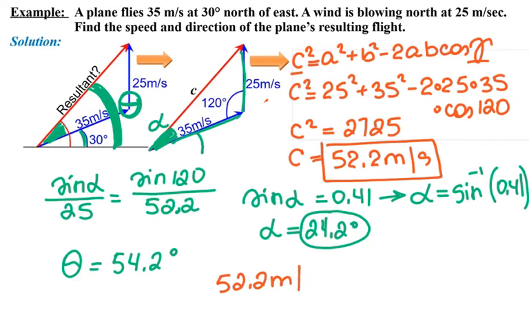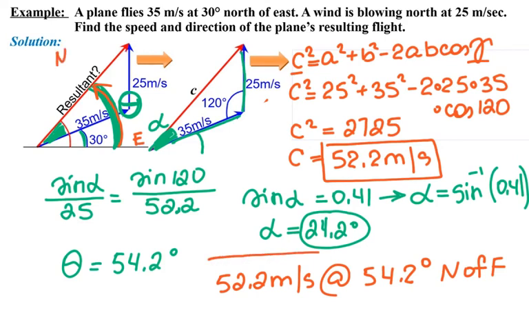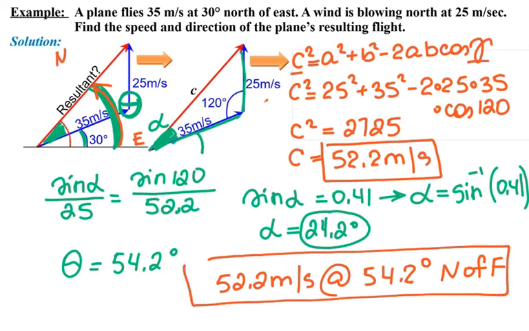So the final answer is the airplane is flying at 52.2 meters per second at 54.2 degrees north of east, which means this is north, and this is east, so it flies north from east. So this would be your final solution for this problem.